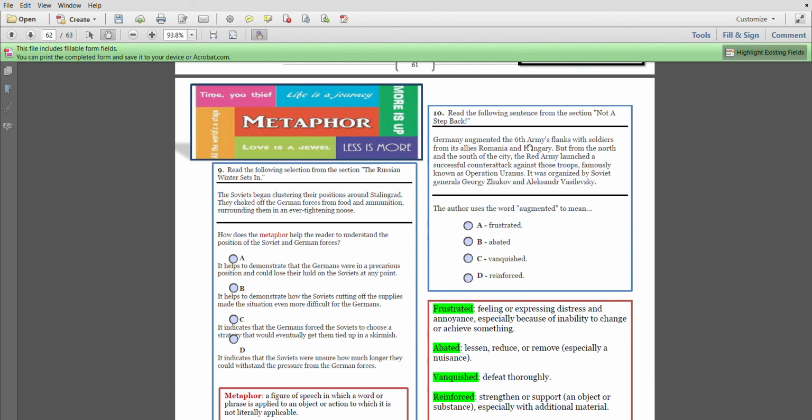Question 10. Read the following sentence from the section Not a Step Back. Germany augmented the Sixth Army's flanks with soldiers from its allies, Romania and Hungary. But from the north and south of the city, the Red Army launched a successful counterattack against these troops, famously known as Operation Uranus. It was organized by Soviet generals Georgy Zhukov and Alexander Vasilevsky. The author used the word augmented to mean frustrated, abated, vanquished, or reinforced.